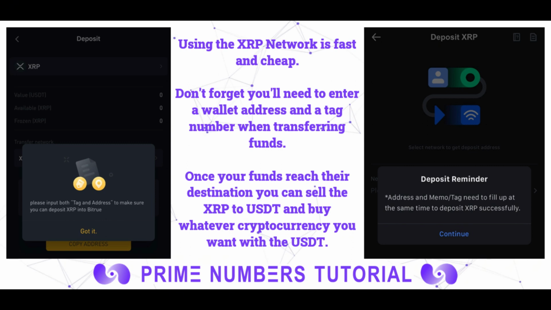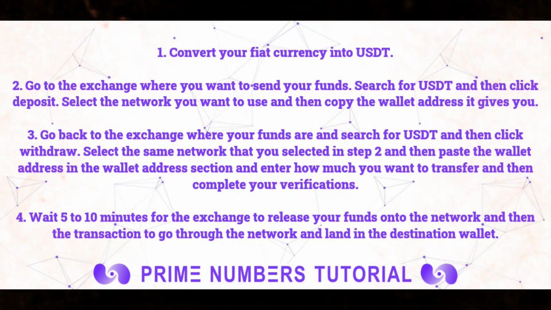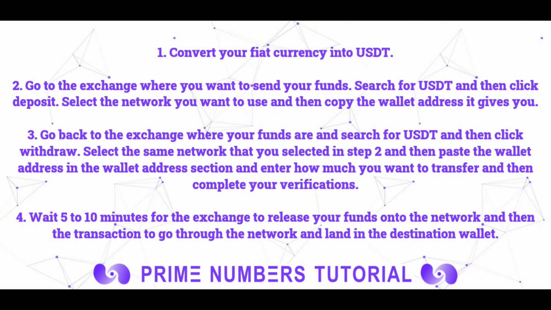So if the exchange where your fiat money is sitting has XRP, then it's a great way to move your money around the crypto world. Simply buy XRP, transfer it to the other exchange, and then sell it to USDT, and then you can buy whatever coin you want with that USDT. Okay, so now that you have a plan to actually do it, here's what you do.